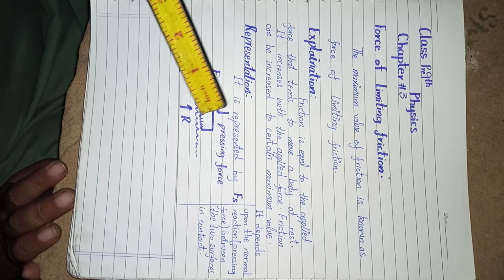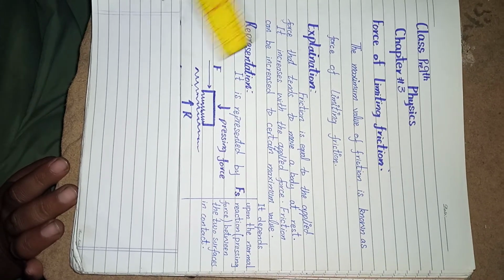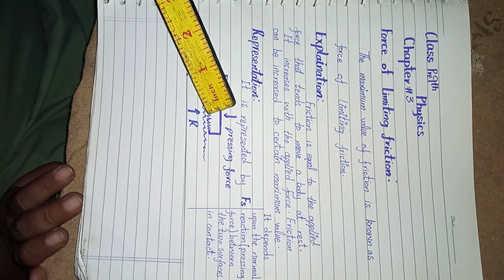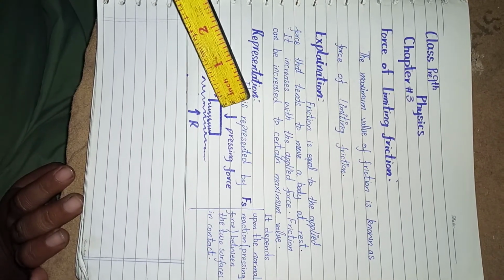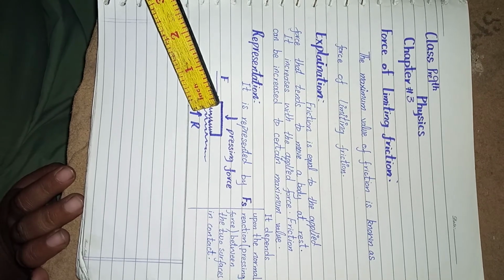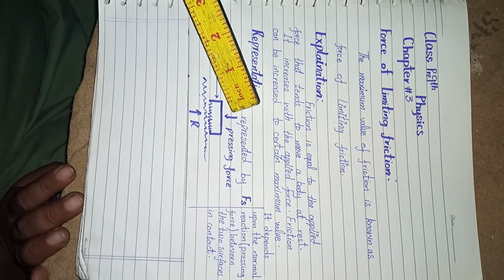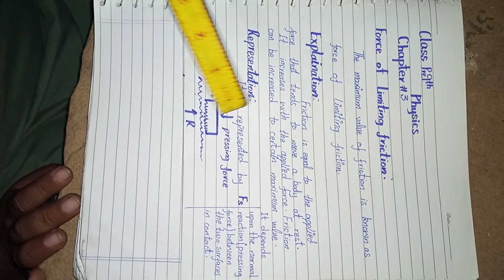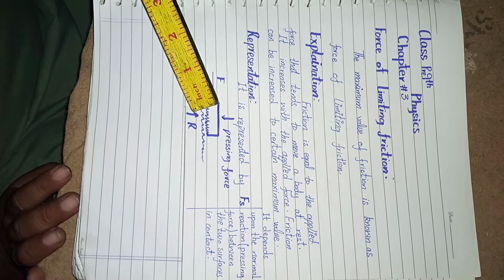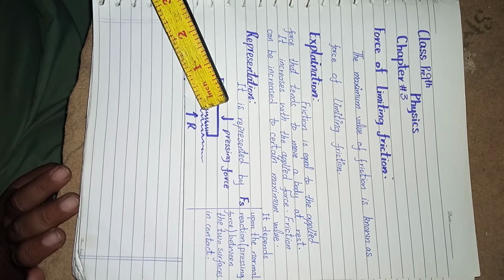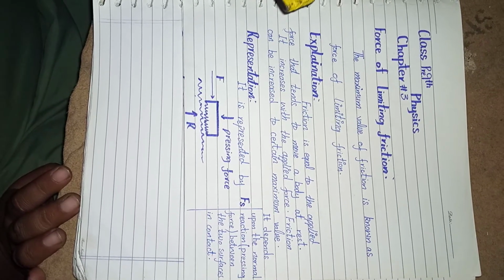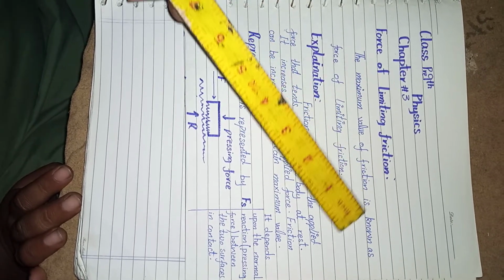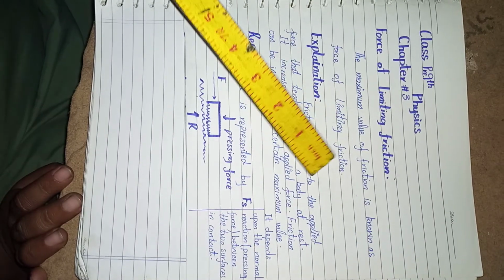Before that time, the maximum amount of friction is called the force of limiting friction, and that depends upon the normal reaction, which is actually the reaction of the pressing force, according to Newton's third law. So if the normal reaction is more, then there is more friction, so there is more force of limiting friction. So the maximum value of friction is known as the force of limiting friction.